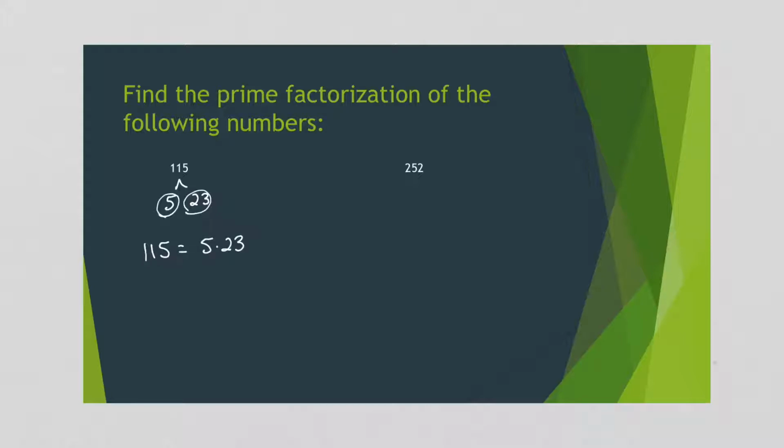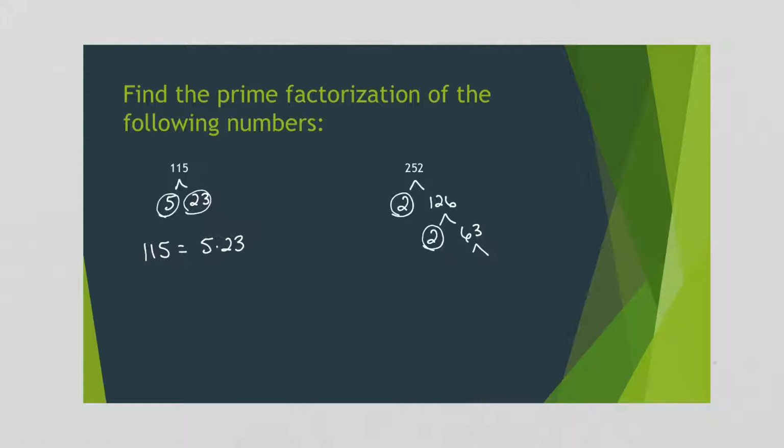Alright, so 252. The number that comes to the top of my mind is 2. So 252 divided by 2 is 126. I'm going to circle 2 because it's prime. Now I'm going to do a tree for 126 because it's even. I know at least a 2 will go in there. 2 and 63.